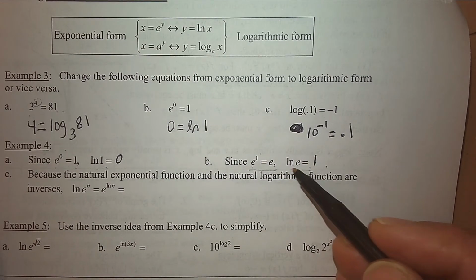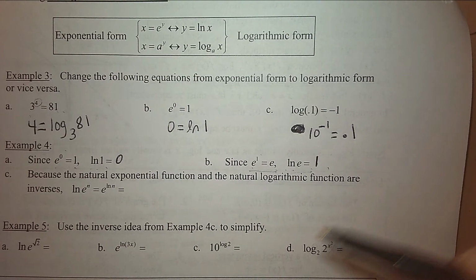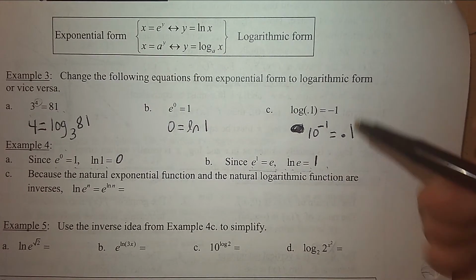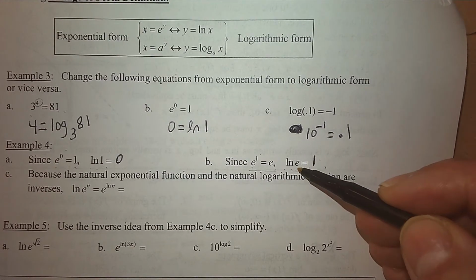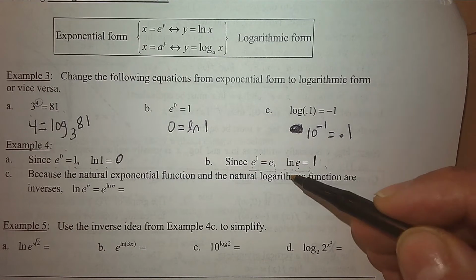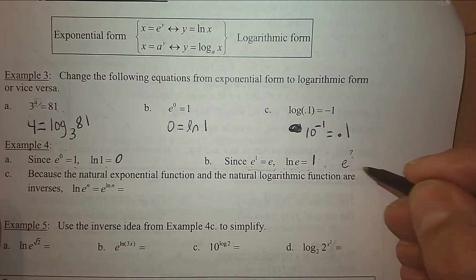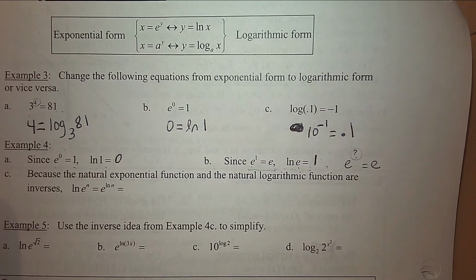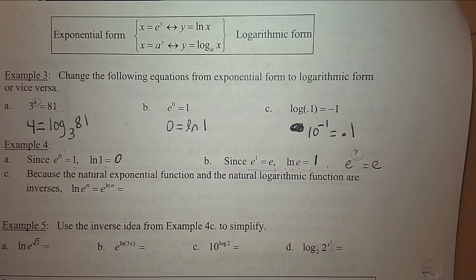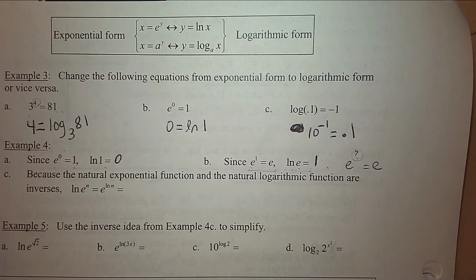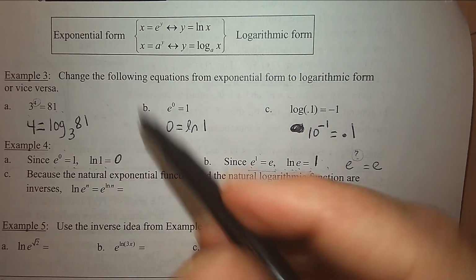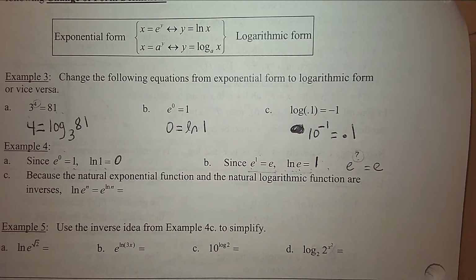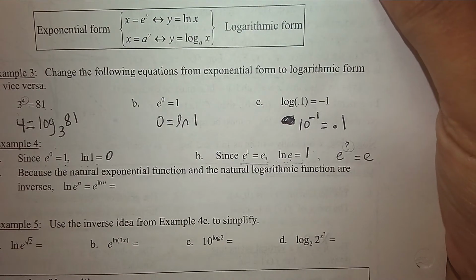Look, when you see ln, what base don't you see? e. e to what exponent is equal to e? 1. That's all it's saying. So if you see ln e, you could take it out and put in 1. And if you see ln 1 or log 1, or any logarithm with a 1 inside, you can take it out and put in what number? 0. That's what it's saying.